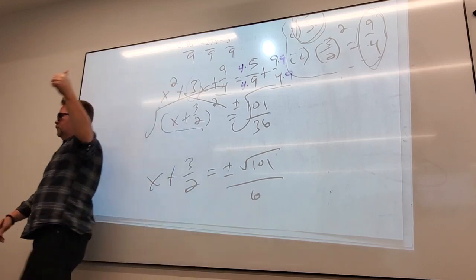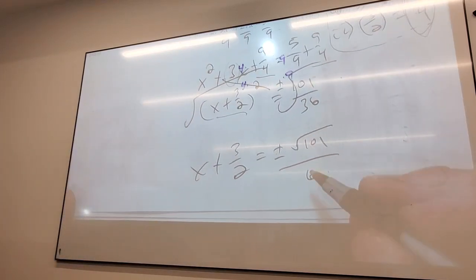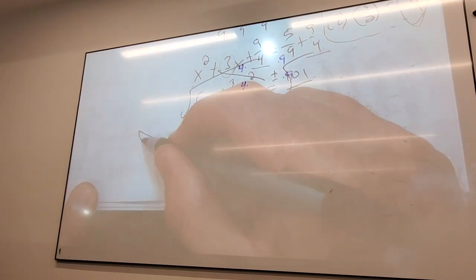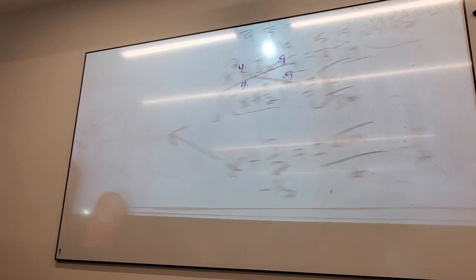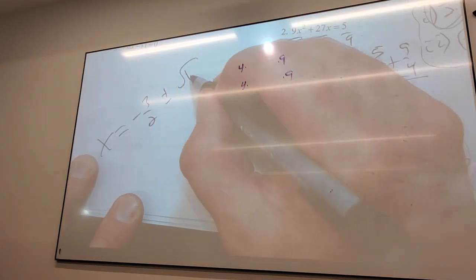Okay, I got it. And then what's the last step? Subtract 3 over 2 on both sides. So I'll get x equals negative 3 halves, give or take, square root of 101 over 6.